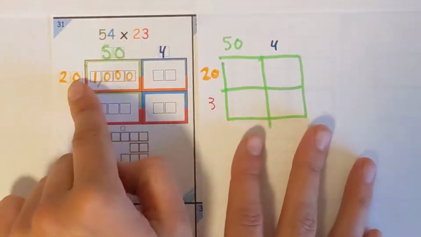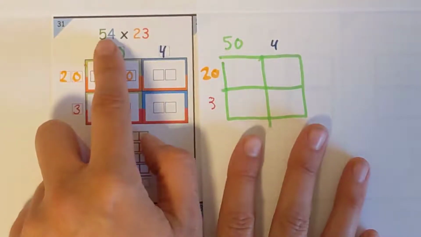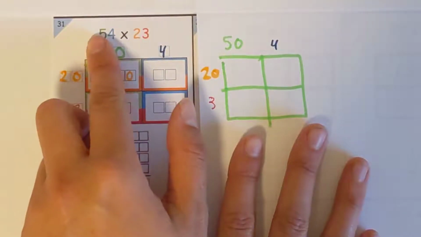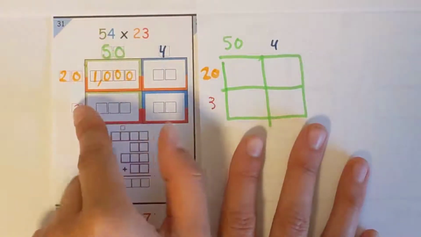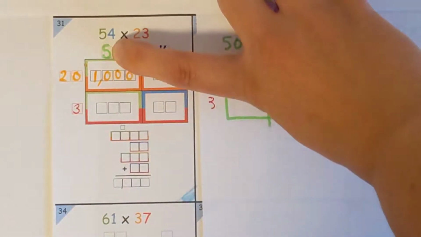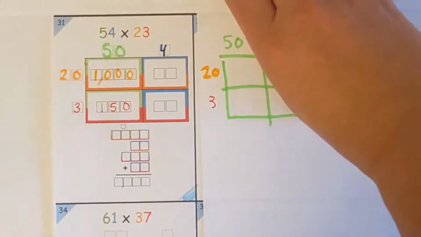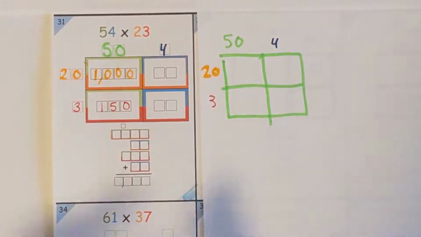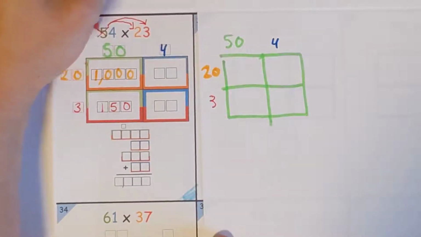Let's stick with the 50. So the 50 has gone against the 20, and now the 50 has to go against the 3. Notice that the 50 is not multiplying against the 4, because the 4 and the 50 are on the same team. This guy only wants to multiply against the other team. So we did 50 times 20, and now we're doing 50 times 3. So again, forget about the zero. 5 times 3 is 15, and then with the 0, 150. So now the 50 is done. We used it. We did 50 times 20 and 50 times 3.